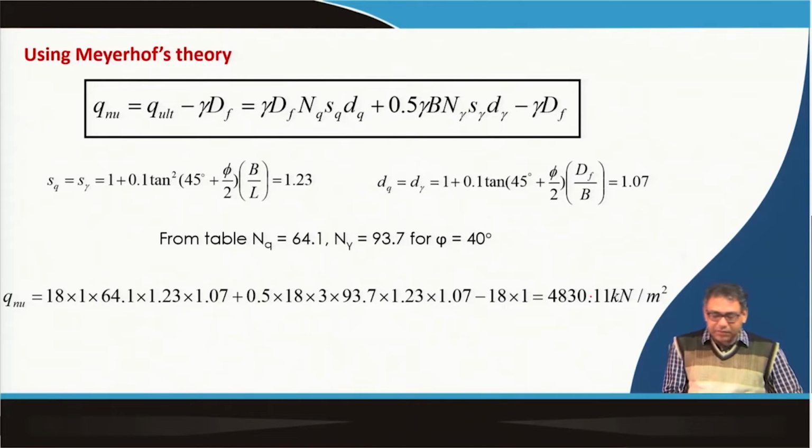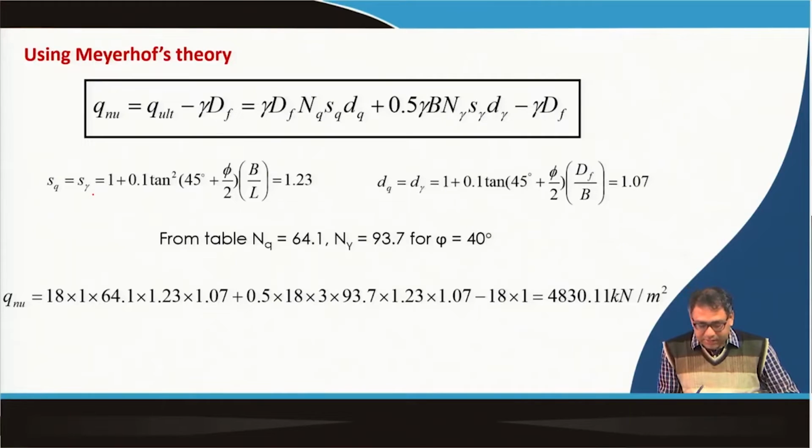So, using the Meyerhof equation, this is the equation, I will get the net ultimate bearing capacity. I will use these shape factors and depth factors, because I will get these from the table that I have given for the Meyerhof bearing capacity equation. I will get the Nq and N gamma values corresponding to phi equal to 0 degree for general shear failure, and I will get the net ultimate bearing capacity as per the Meyerhof bearing capacity theory.